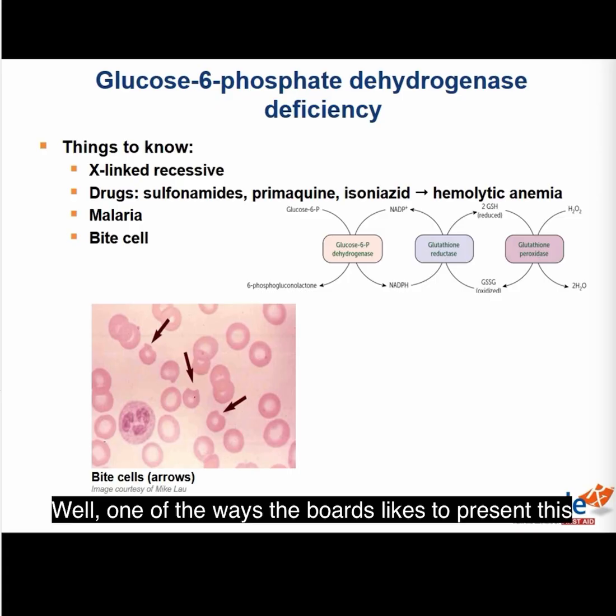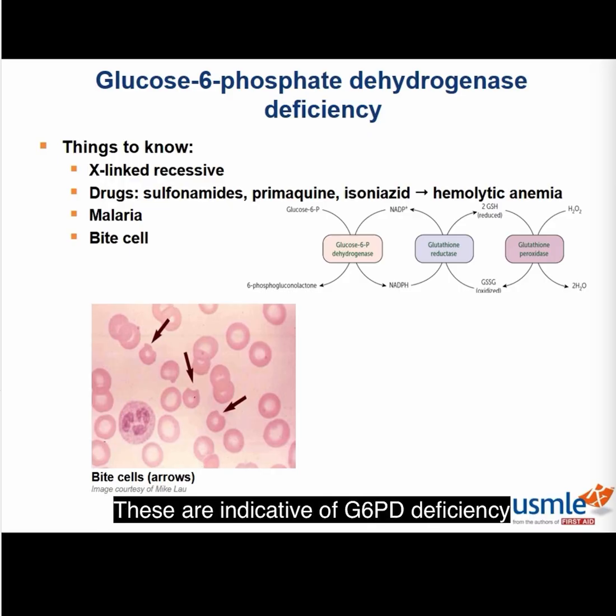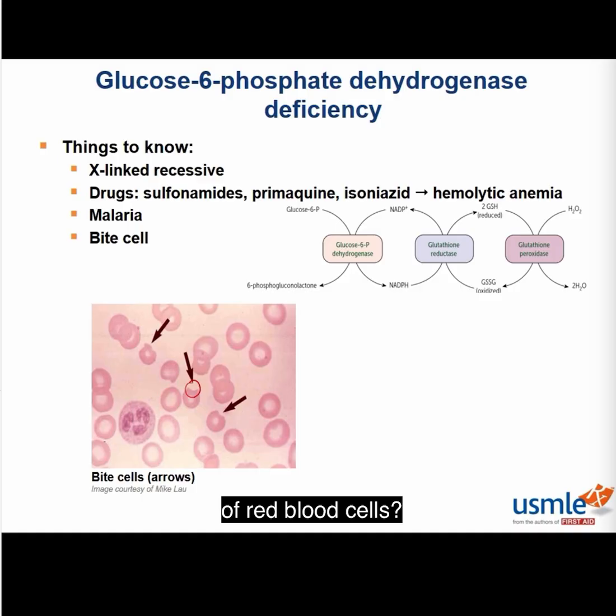Well, one of the ways the boards likes to present this is by showing this, which is a depiction of bite cells. These are indicative of G6PD deficiency, and they're red blood cells that have bites taken out of them. So why in the heck would phagocytes bite off part of red blood cells?